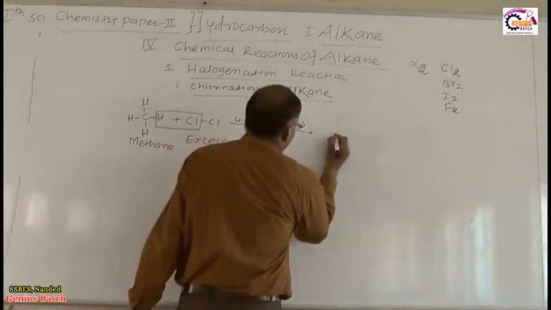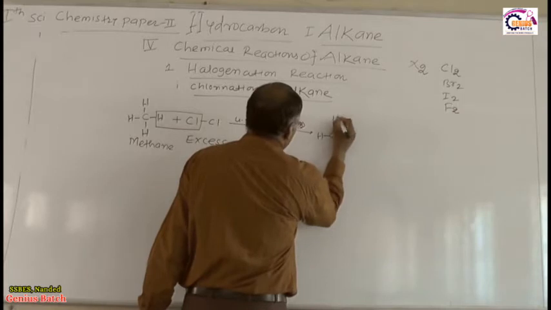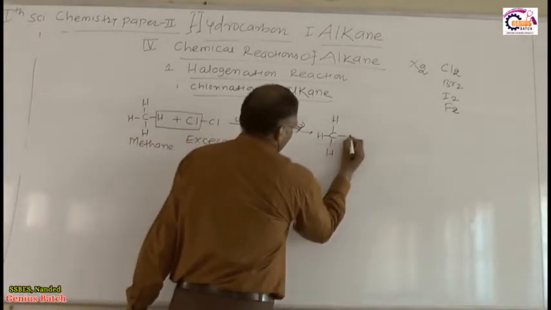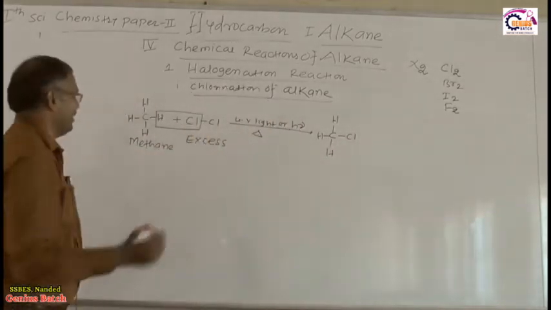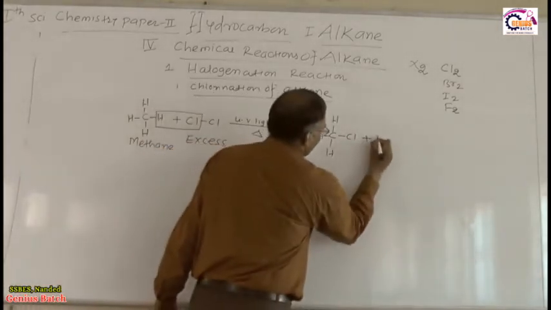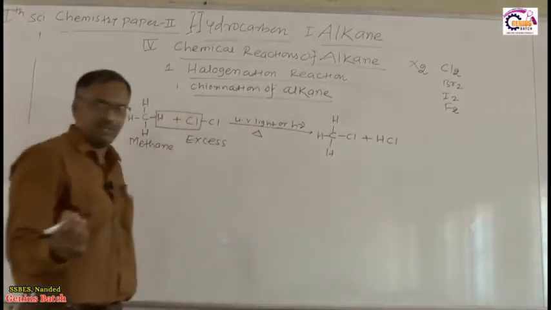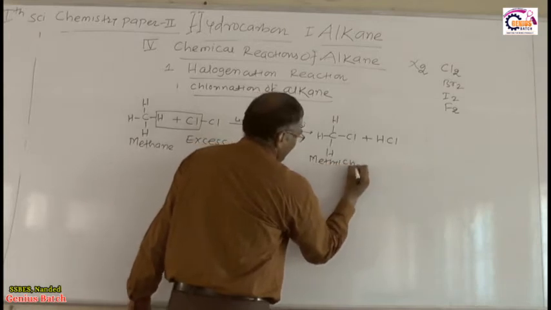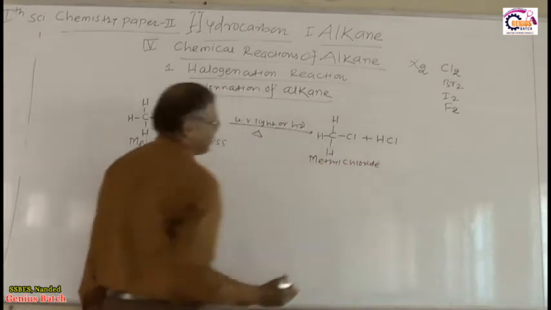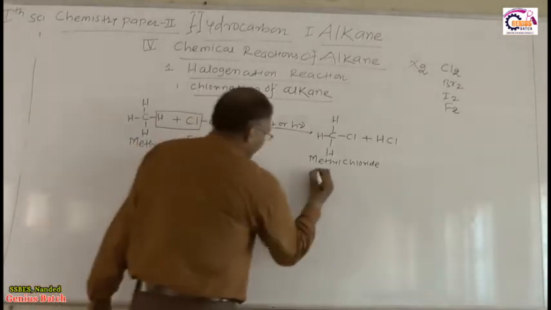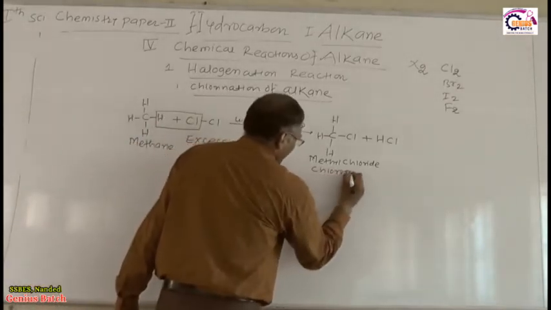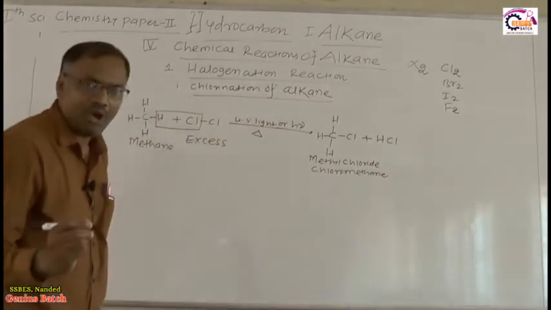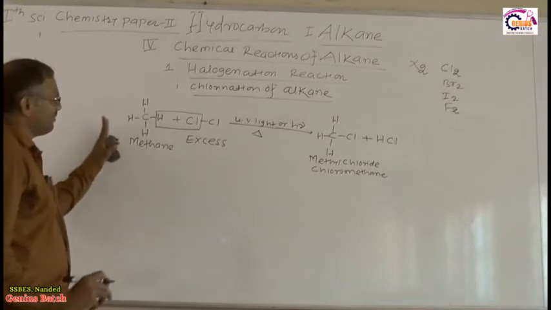So what will you have? CH3 is as it is. This hydrogen is replaced by this chlorine, right? Then this H and this Cl come out in the form of HCl, right? So this is called methyl chloride, or it is also called chloromethane. This is called methyl chloride or chloromethane, right?